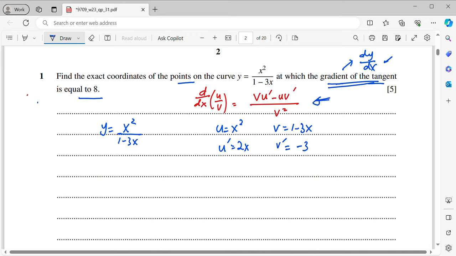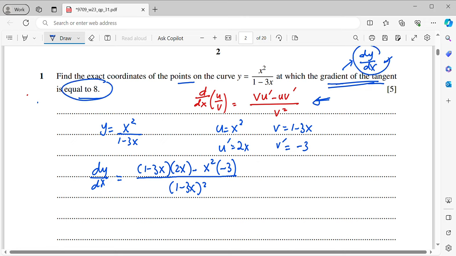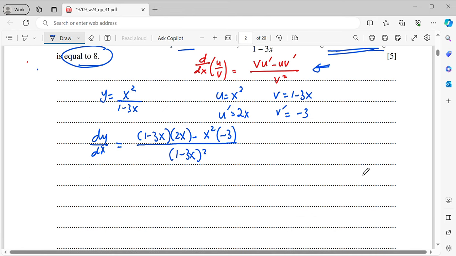Then after that, just substitute into this quotient rule formula, then my dy over dx is going to be over 1 minus 3x squared, then 1 minus 3x, u prime is 2x, then minus, rewrite the u, which is x squared, and then the v prime is going to be negative 3. Then you are given the gradient of tangent, dy dx, equals 8. But before I replace that, I have to simplify my numerator first. So you just do the expansion. This is going to be 2x minus 6x squared, then this minus and minus 3 becomes plus, so I will get plus 3x squared, over 1 minus 3x squared.